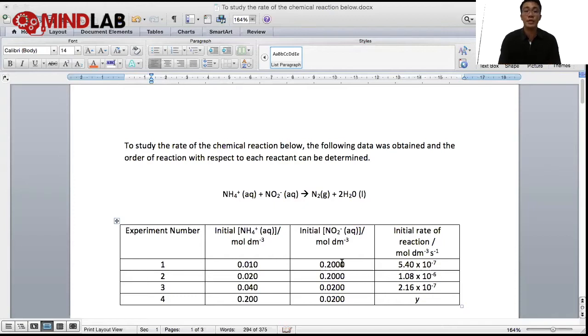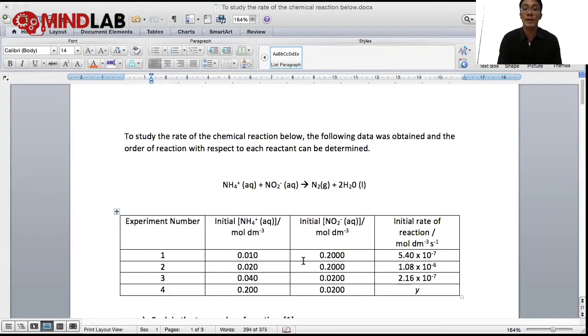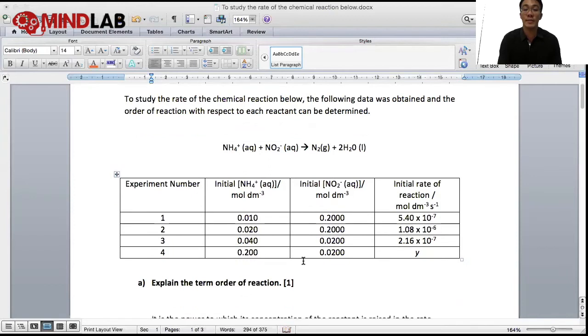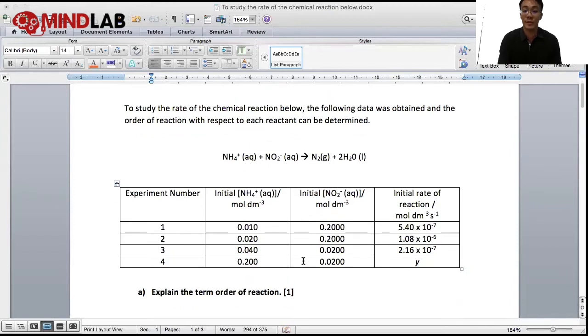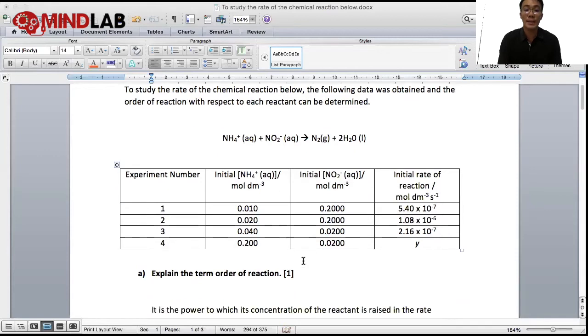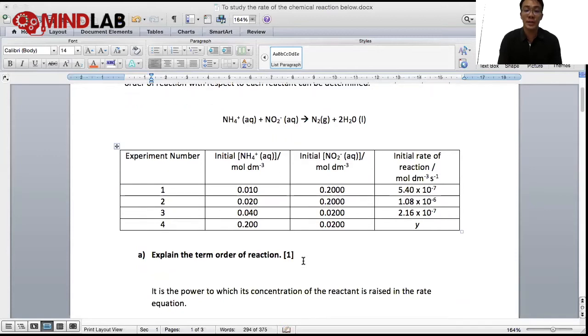So let's go into the first part of the questions. There are 4 of them, so let's deal with the first one. Explain the term order of reaction. This is a definition question, so please do take the effort to memorize all the definitions, not just from the chapter of kinetics, but also from other chapters such as energetics. Definitions will affect the calculation, as we are going to see later on.